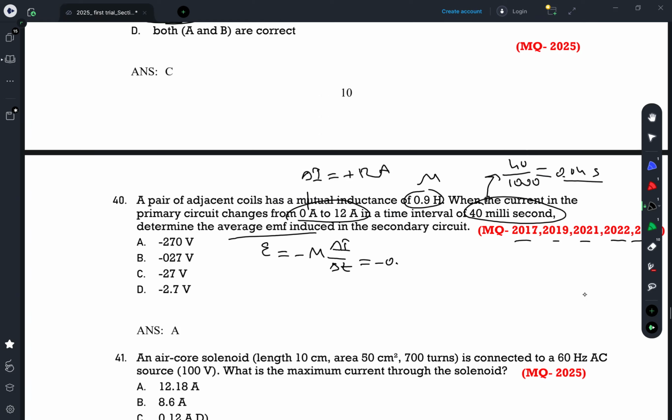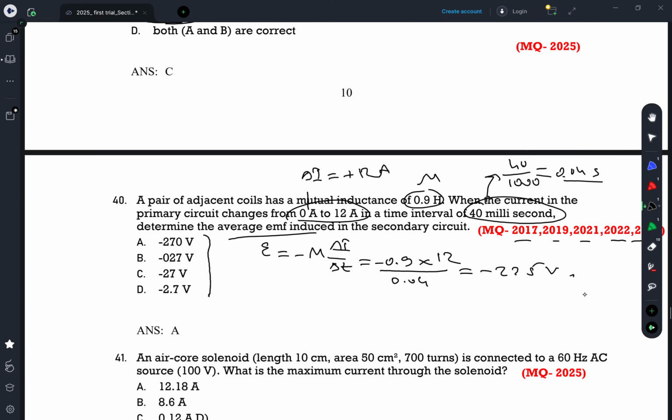Negative 0.9 times delta I, which is 12, and delta T is 0.04. So 0.9 times 12 divided by 0.04. The answer is negative 225 volts. Okay, I think in my calculation, in all my choices, there's a mistake. Let me do it again.